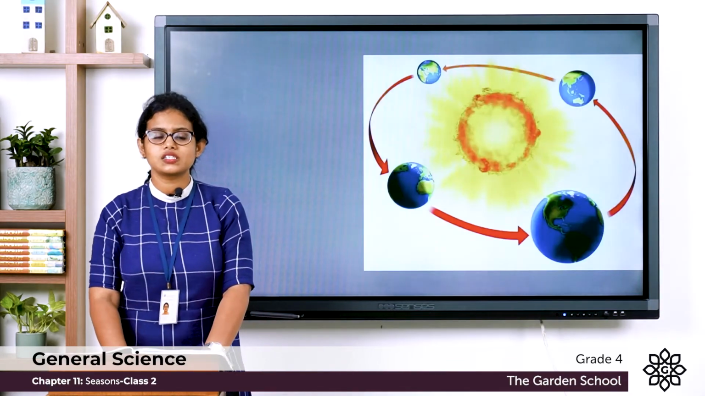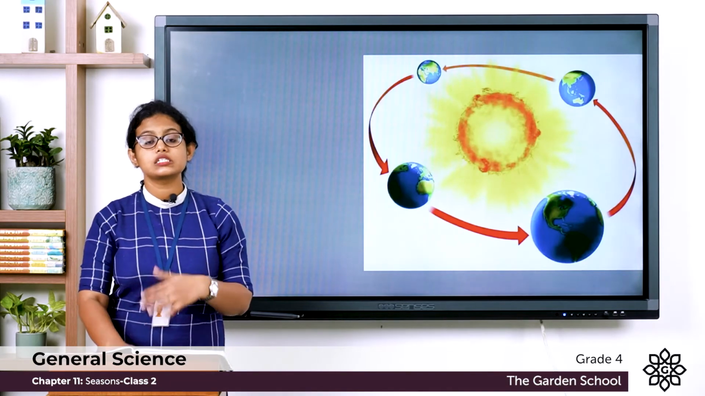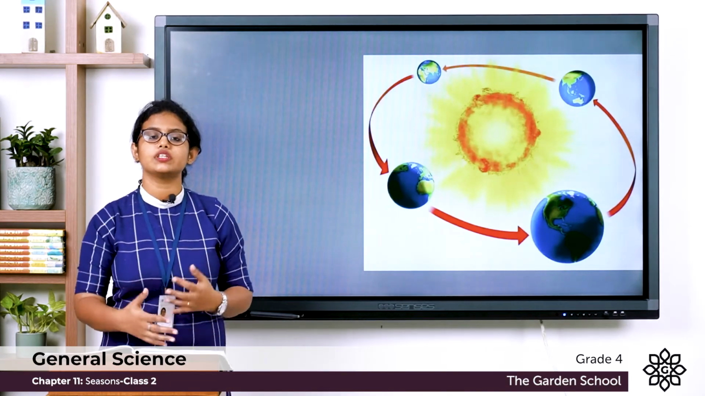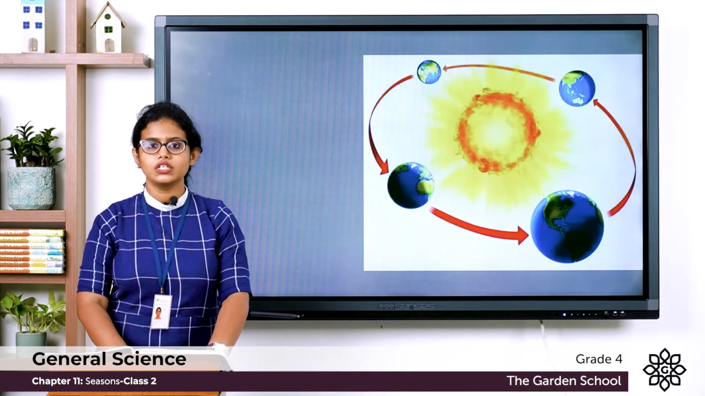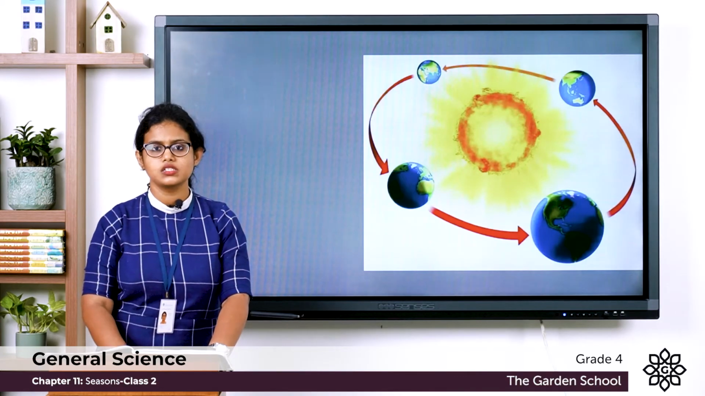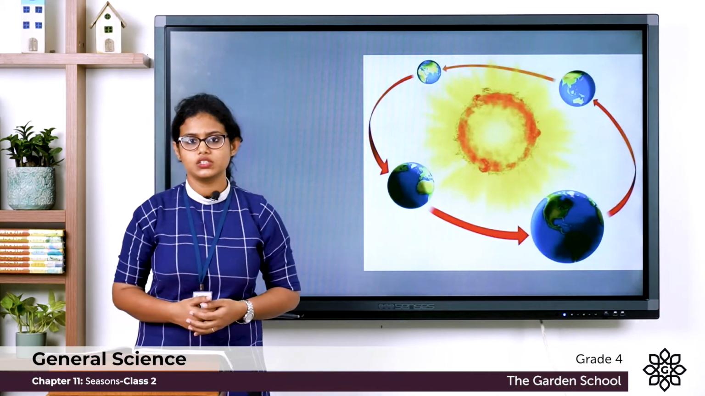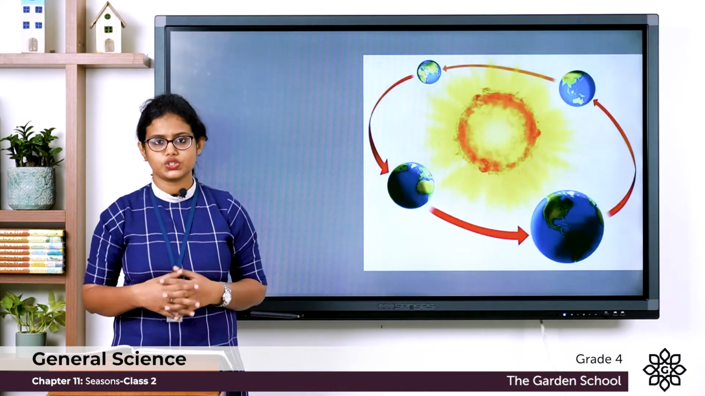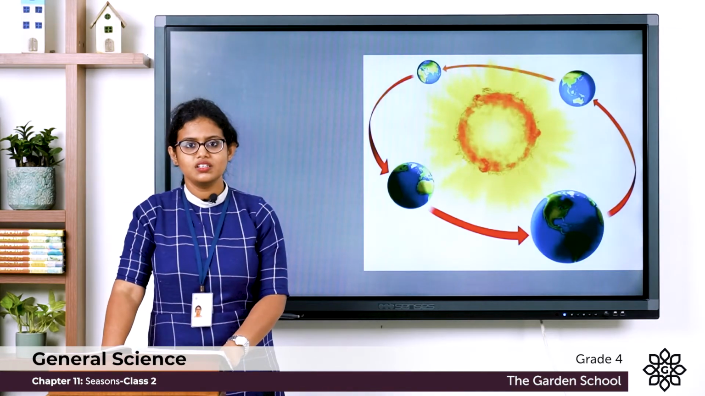Next, let's discuss why seasons change. We know that seasons come one after the other. Summer is followed by monsoon, which is followed by winter, then again summer starts. So why do seasons change? Let's see. Here you can see the picture.